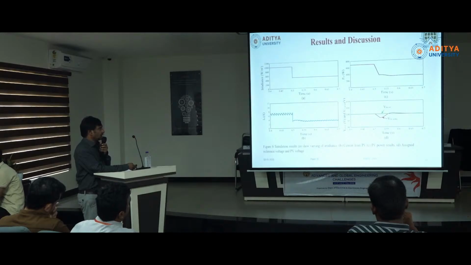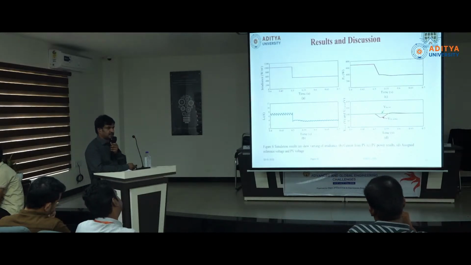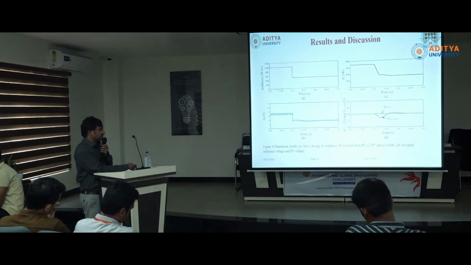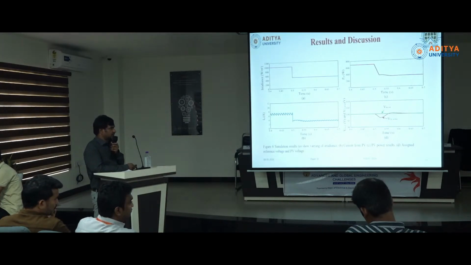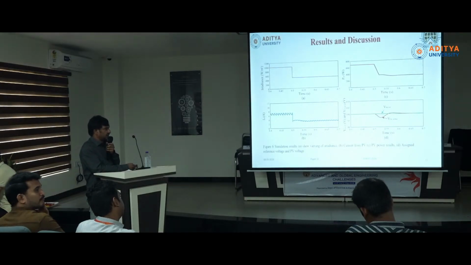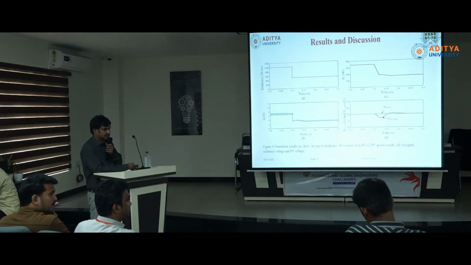And these are the result discussions. We can see the solar radiation. From 0 up to 0.5 the radiation is 1000, and after that the radiation is reduced to 500. Then the current in the PV shows variation, and finally from this graph you can see that the reference voltage and the actual voltage are almost tracking in the system.